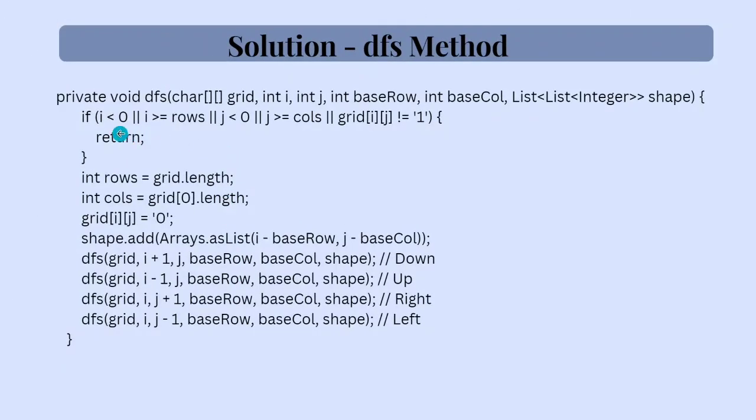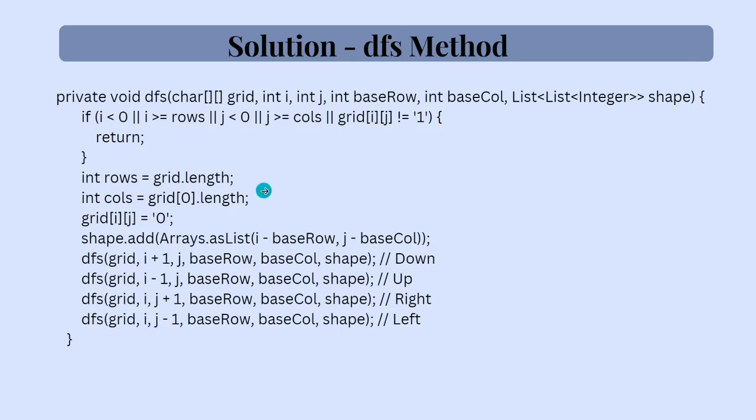Here the conditions are: i is less than 0 or i is greater than or equal to rows, which is the boundary case for rows, and j less than 0 or j greater than or equal to columns, which is the boundary case for j, or the grid value not equal to 1. This grid value not equal to 1 checks for 2 conditions, that is whether the cell is already visited or not, or the cell contains water or not. So if any of these conditions is satisfied, we will return the function, and if not, we will go into the DFS call.